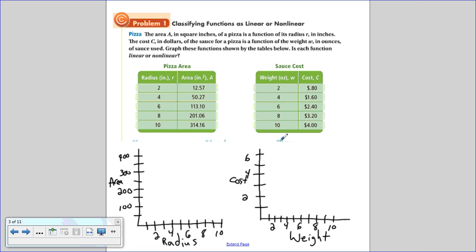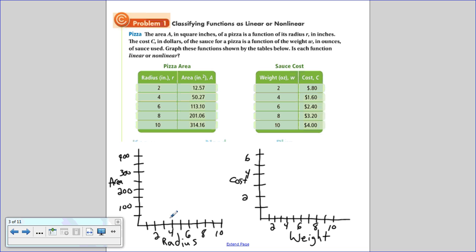Once you get used to this, you may be able to tell the difference just by looking at a chart, a graph, a table. But for right now, we're going to graph some of these to show you the difference. We want to graph these functions and figure out whether each function is linear or nonlinear. I'm going to start over here with pizza area, and I made a graph already. The x-axis represents the radius, and the y represents the area.